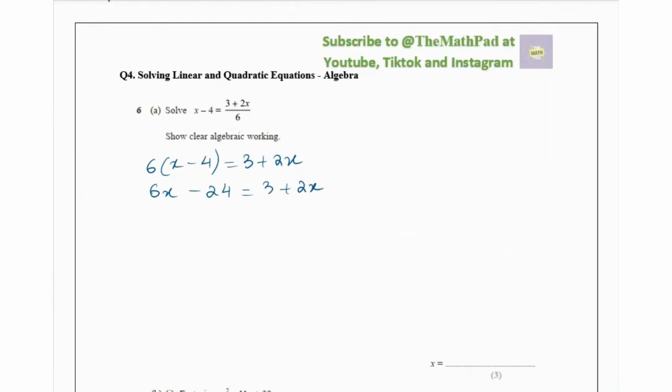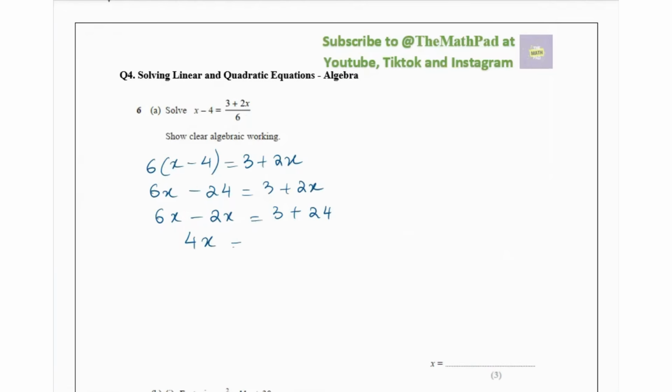Then we collect the like terms on each side. So 6x minus 2x on the left-hand side and 3 plus 24 on the right-hand side. Always remember, when you're moving a term from one side to the other side, we change its sign. For example, 2x was being added on the right-hand side. When you took it to the left-hand side, now it's subtracting. So it does the opposite thing. You have to keep in mind that when you're moving a term from one side to the other side, it's going to perform the opposite operation.